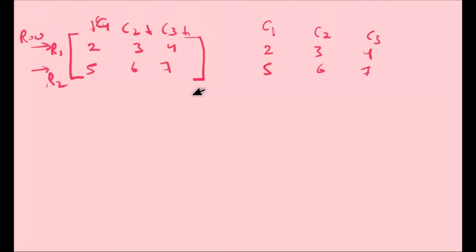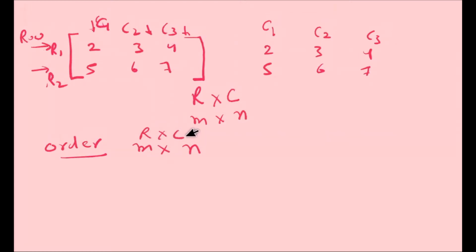If we write the number of rows and number of columns, let m be the number of rows and n the number of columns, then this is known as the order. Order tells us the number of rows into number of columns. First tells how many rows and then second tells how many columns. Now you can see in this example there are 2 rows and 3 columns. So the order is 2 into 3.